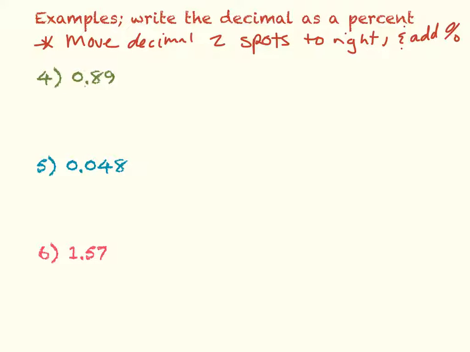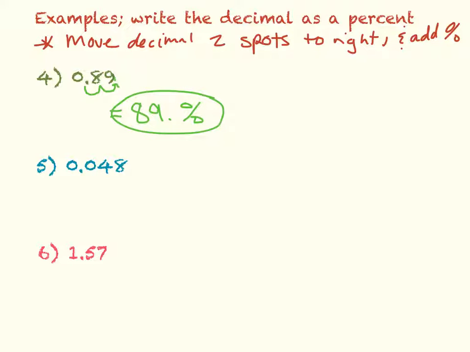I have 0.89, so I'm going to move it 2 spots to the right, put a new decimal point, and add a percentage. So my answer is going to be 89%. And that's your final answer as a percentage.